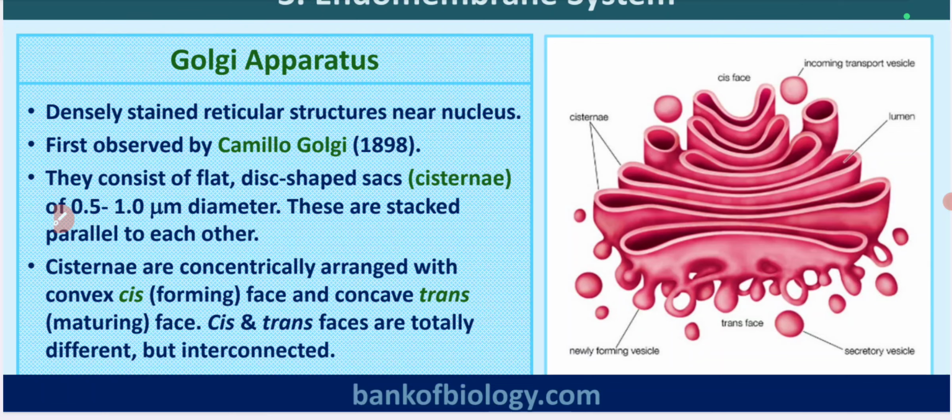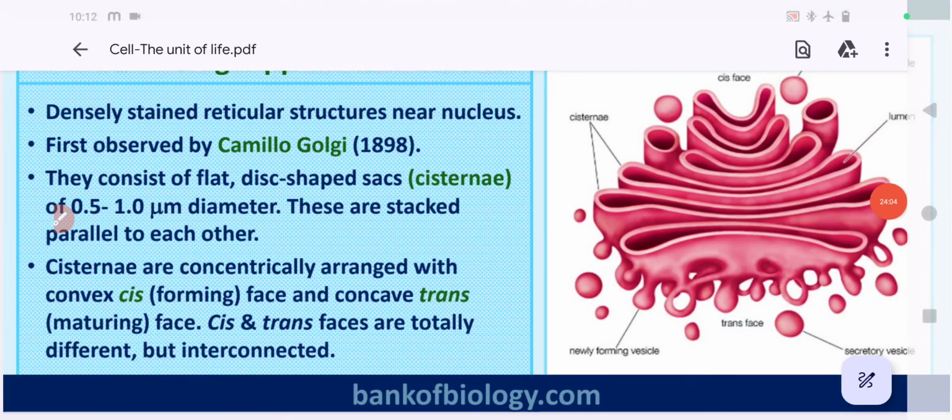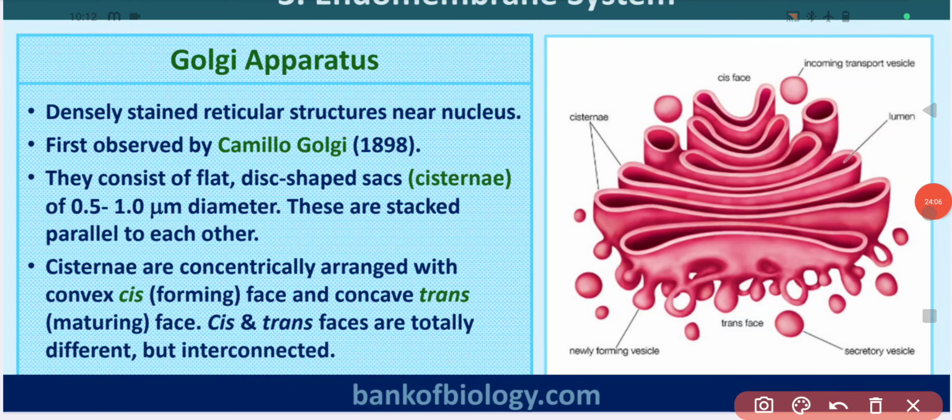As you can see here, two phases are there. One is cis phase, it is labeled here, and trans phase is this side. It is the forming phase, and the other is the mature or trans phase. Cis and trans phases are totally different but interconnected.